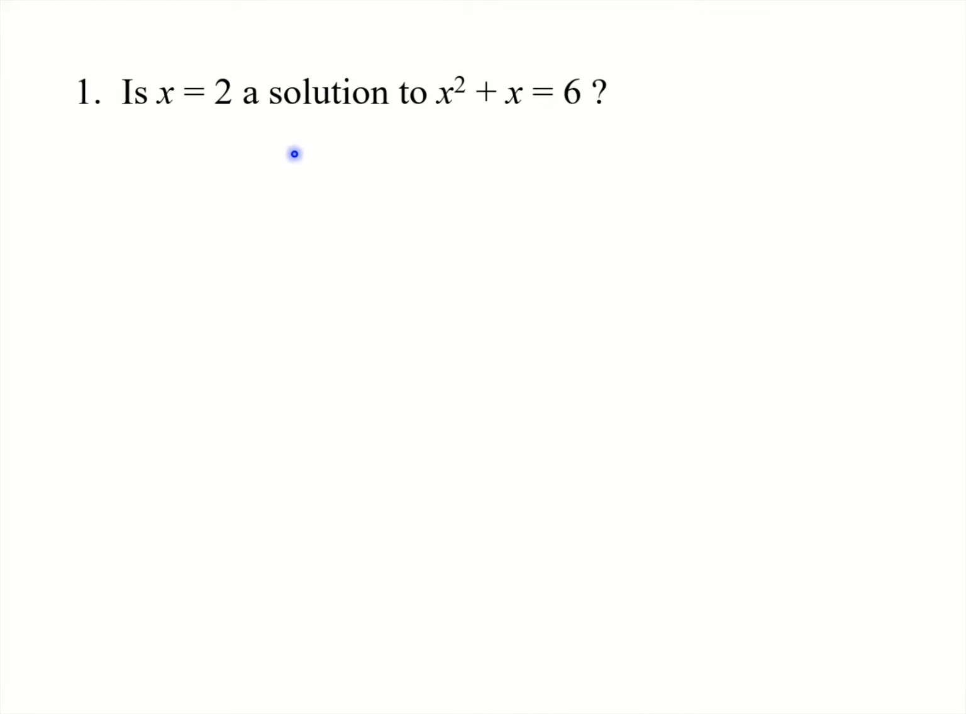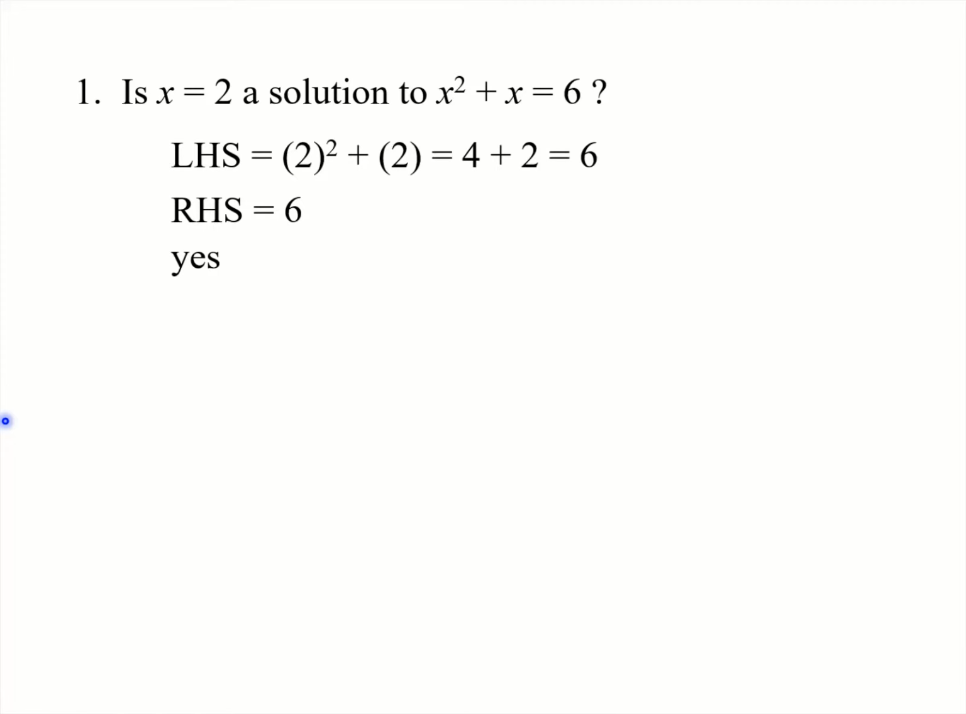Well, one way of doing this is to write out the left-hand side and put x equals 2 into it. On the left-hand side of this equation, it is x squared plus x, so we get 2 squared plus 2. And what does that equal? It equals 4 plus 2, which is 6. The right-hand side of the equation is just the constant 6. So the left-hand side equals the right-hand side. The answer is yes. 2 is a solution to that equation.